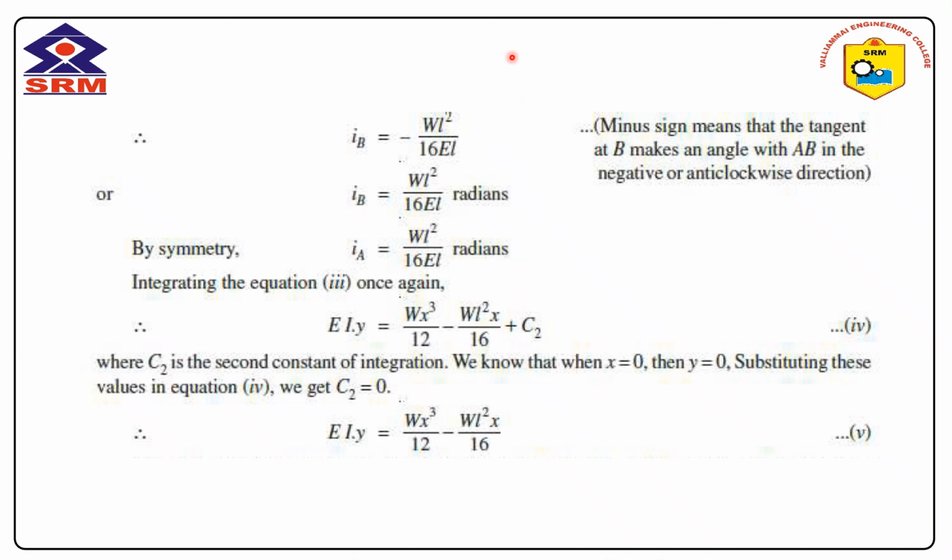Once again you integrate that equation, and we get EI into y equal to Wx cubed by 12 minus WL squared by 16 into x plus C2. Now again we need to apply the boundary condition at x equal to 0, y equal to 0. Substituting this boundary condition, we get C2 is 0. So substituting C2 equal to 0, we get EI into y equal to Wx cubed by 12 minus WL squared by 16 into x.